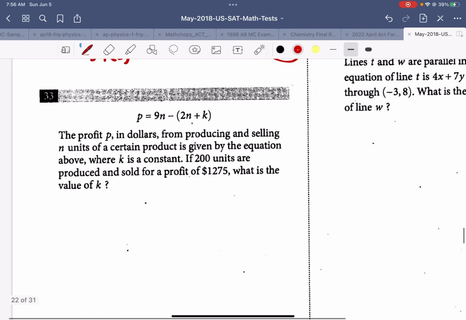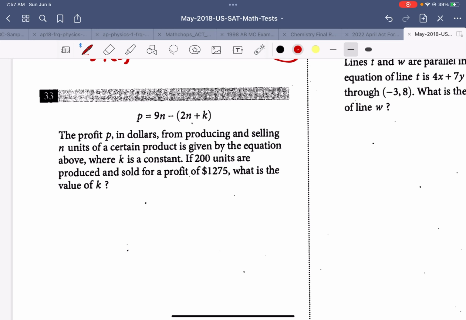Number 33. The profit P from producing and selling n units of a certain product is given by the equation above. K is a constant. 200 units are produced and sold for a profit of $1,275. What is the value of K?